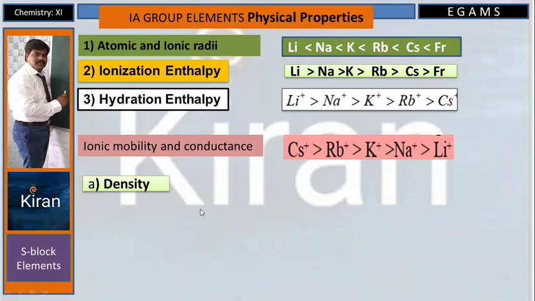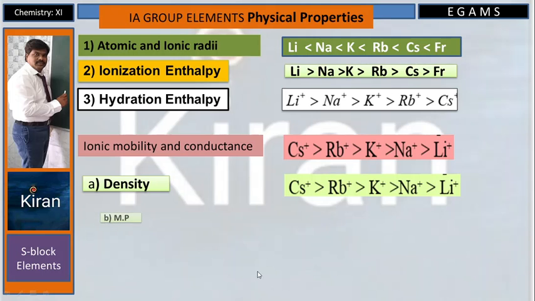Coming to the density. Density means heavier atom. Obviously, cesium is having more atomic number, more atomic mass. Hence, the density value is also high. And lithium is having lower density.